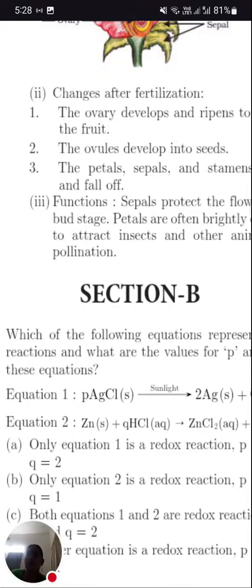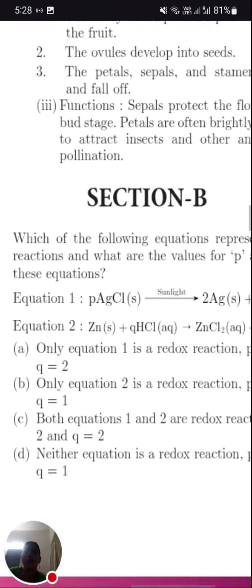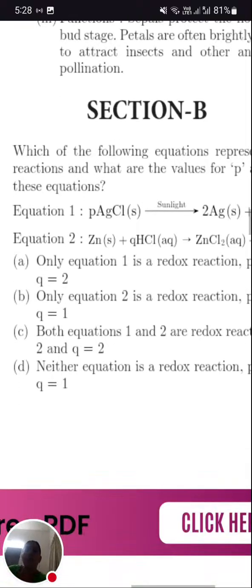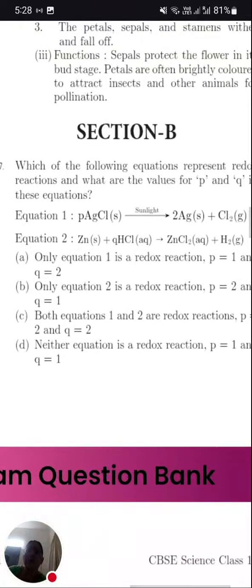Now we are starting with section B. So finally, there are 16 questions in section A. Section A is related to the biology part, where a total of 16 questions are there. Section B is related to chemistry.